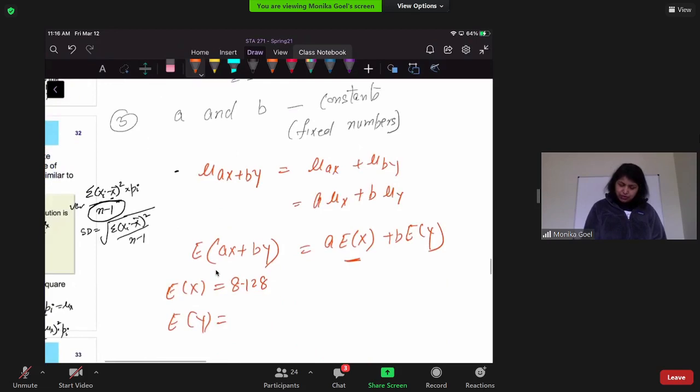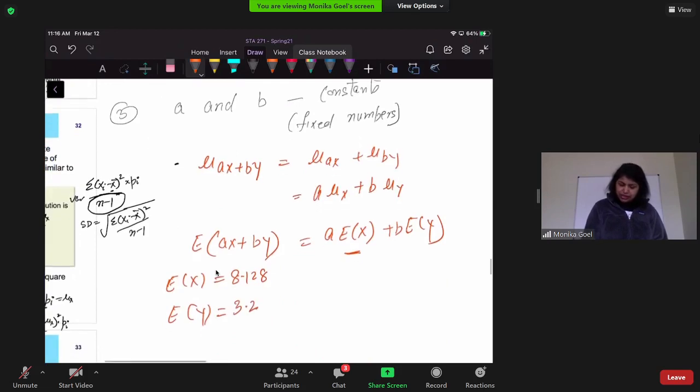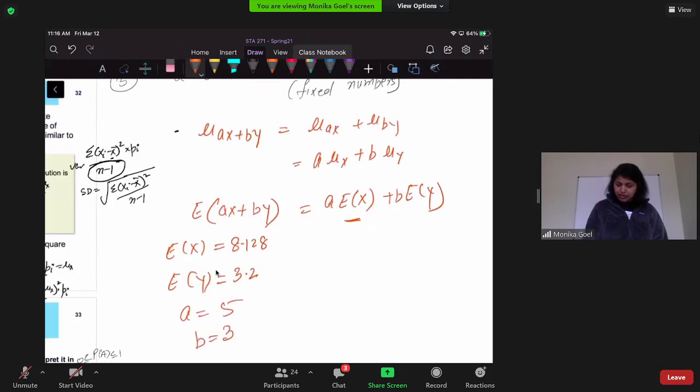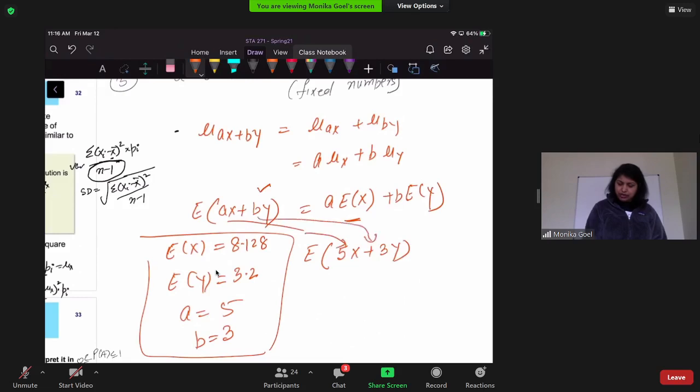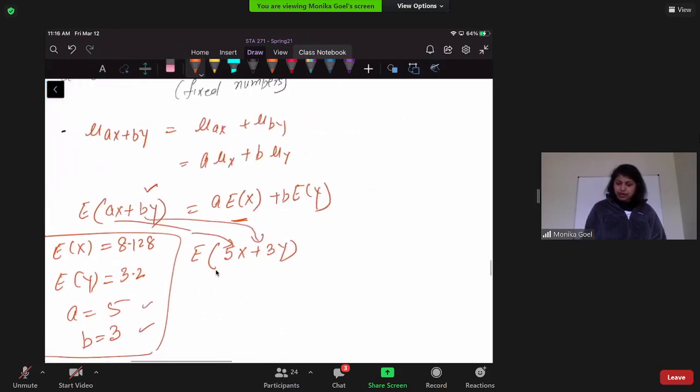And we would take 3.2. And let's say my a is 5 and b is 3. So we can use these values in this formula. We can write a is 5, x plus 3y. I just substituted this 5 here and this 3 here because this is given to me. And then I can write 5 times expected value of x and 3 times expected value of y. And we know that the expected value of x is this, the expected value of y, and then you can solve it.